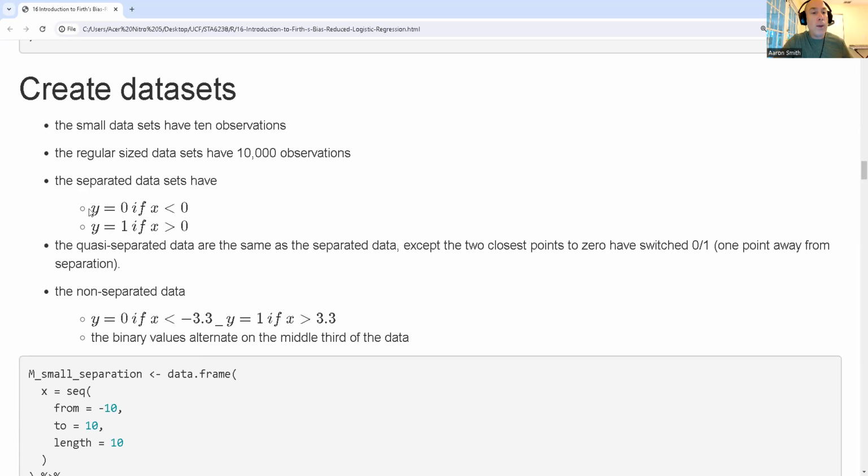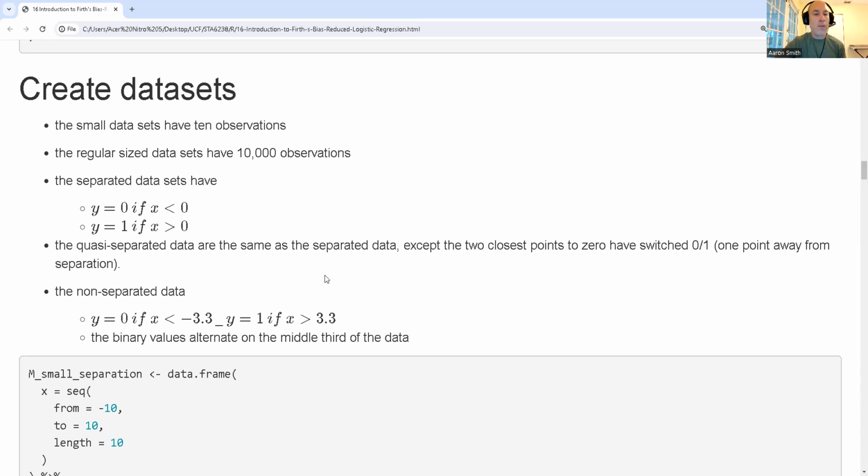And what I'm going to do is generate perfect separation. So if the predictor variable is negative, it's 0. If the predictor variable is positive, it's 1. So this is big data. I'm generating this to create examples to show you. Now for quasi separation, I take the 2 closest to 0 and switch them so that it's close to separation, but not quite. This way, it'll be 1 point away from perfect separation.